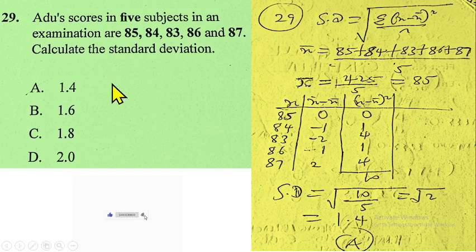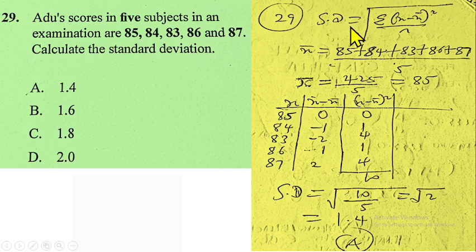Question number 29 is from statistics as well, and in this case it is from measure of dispersion of grouped data. Adu's scores in 5 subjects in an examination are 85, 84, 83, 86, and 87. Calculate the standard deviation. Look at the data given to us. It is an ungrouped data, so we are looking for the standard deviation of an ungrouped data.